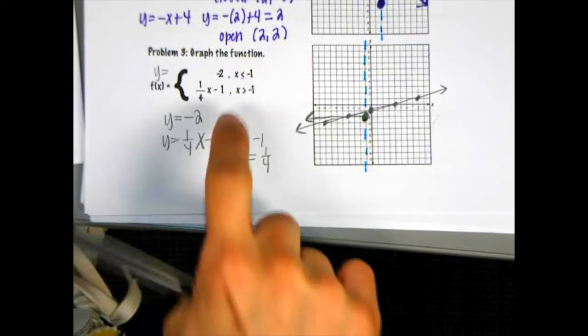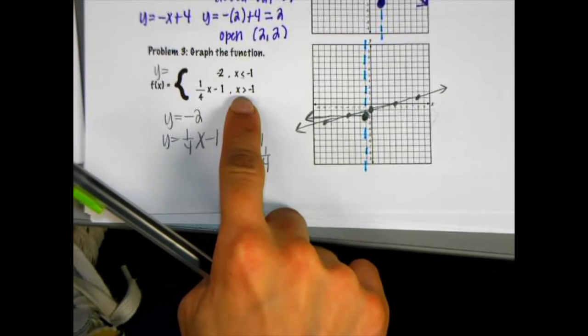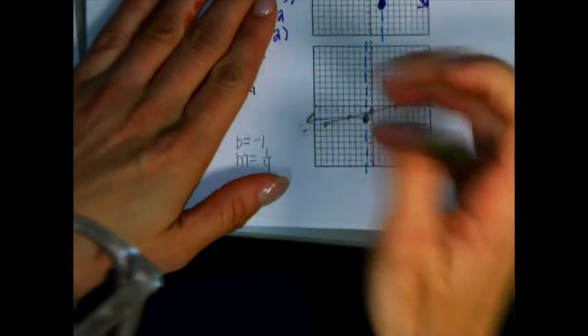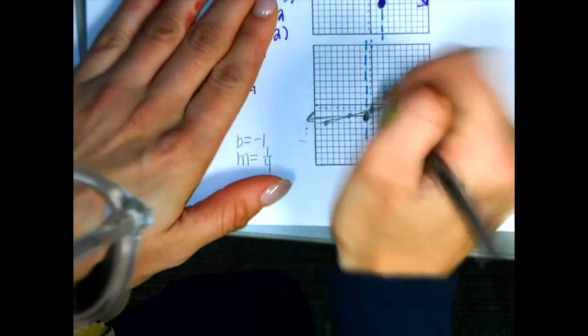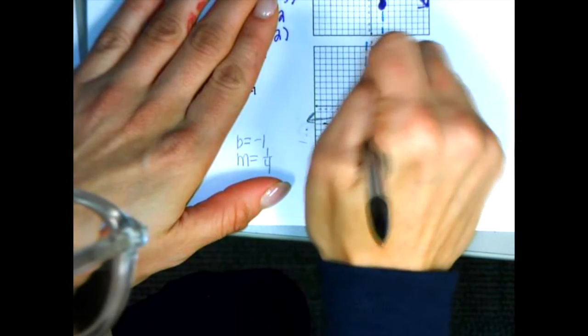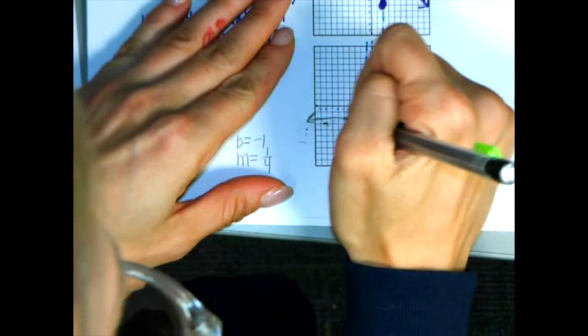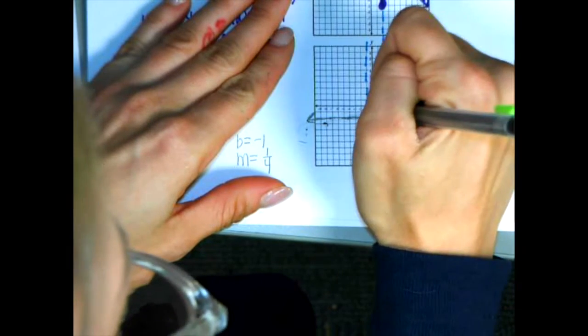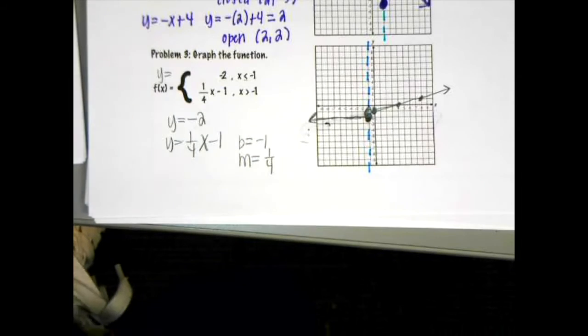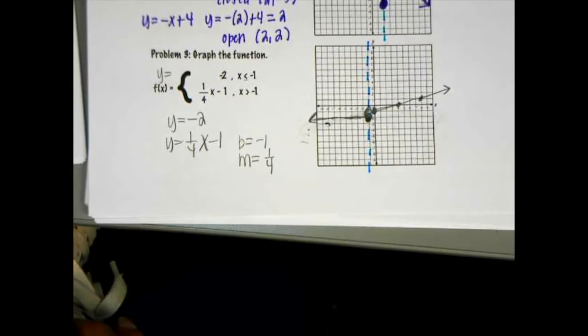Okay, and then my second line is only allowed to exist to the right of -1, and is that an open dot or a closed dot? Open, so let's erase everything on this side of that line. Put your open dot right there. They're really close to each other. So that's another way you can do that. Okay, so graph both your lines and then just erase the parts that aren't supposed to exist.